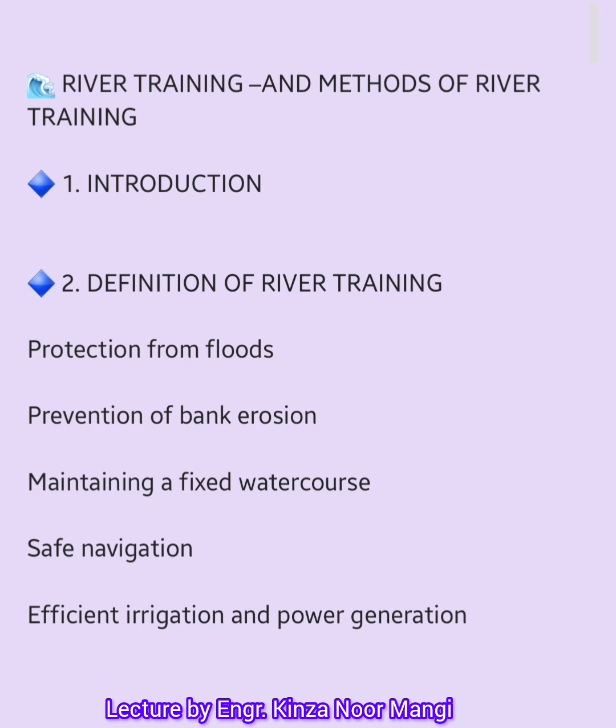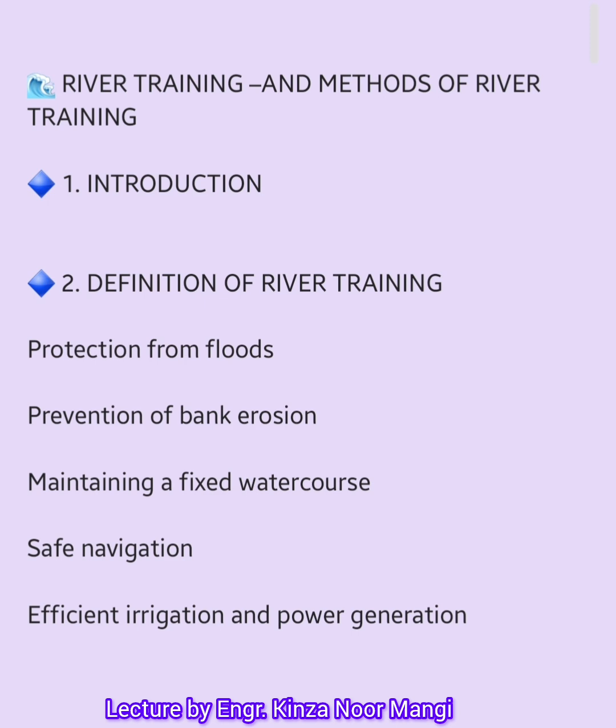Now, how do we define river training? River training is the systematic planning, design, and construction of structures and modifications to regulate the direction, velocity, and behavior of a river to meet desired objectives. Objectives like protection from floods, protection from bank erosion, maintaining a fixed water course, safe navigation, and efficient irrigation and power generation.